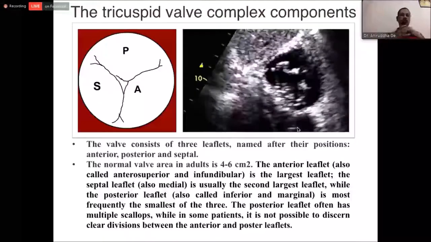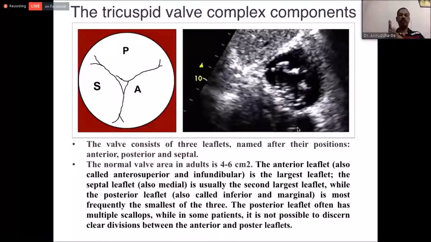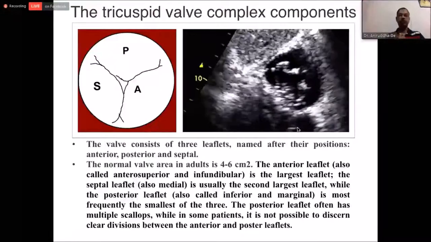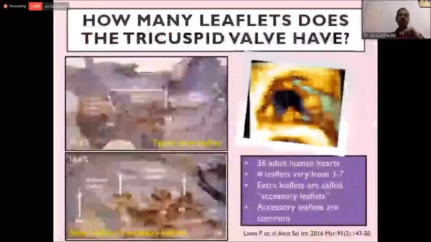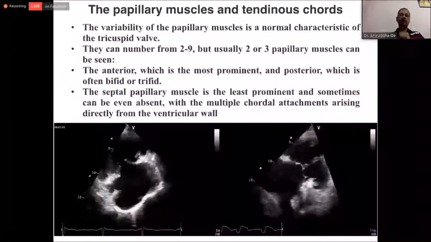The anterior leaflet, also called anterosuperior, is the largest leaflet, and the second largest is the septal. The posterior leaflet is inferior or marginal, and is most frequently the smallest of them, and often has scallops. But really you can find certain accessory leaflets, and they have been described. The number of leaflets varies from 3 to 7, and these extra leaflets are called accessory leaflets. Accessory leaflets are very common in the tricuspid valve.